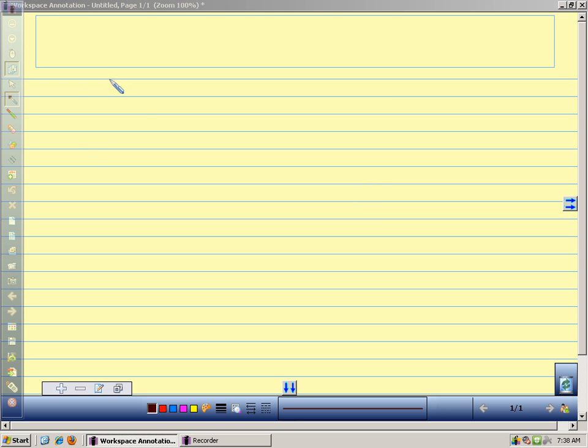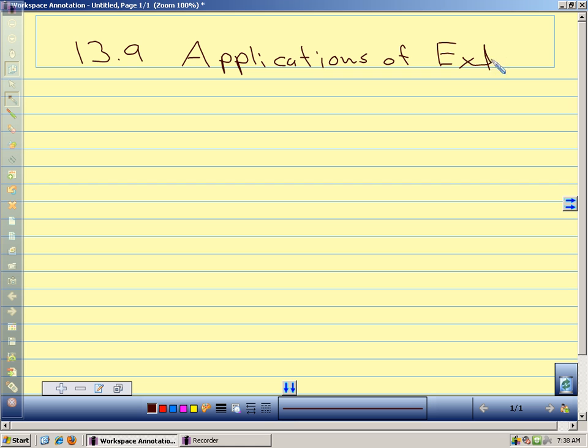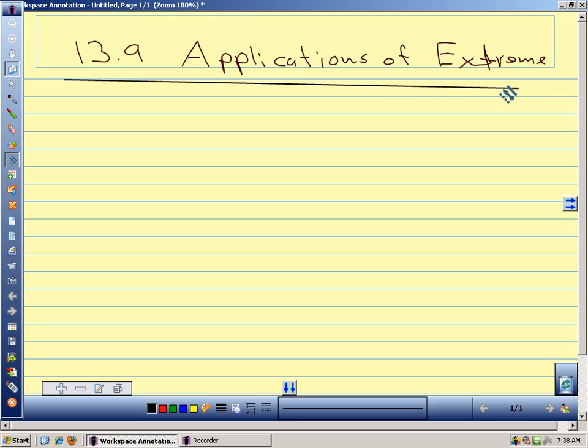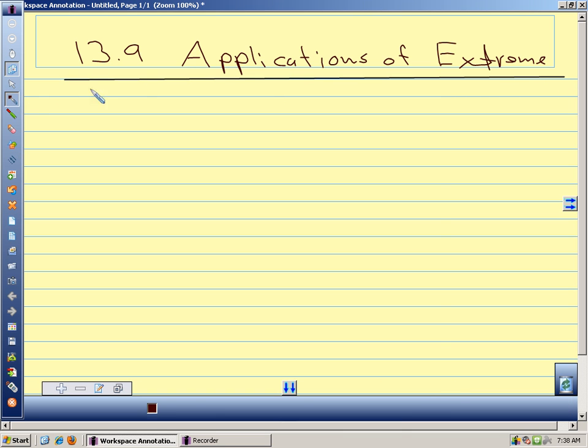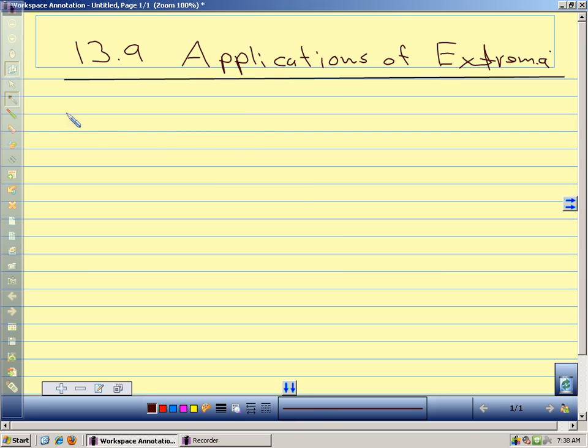All right, so we're going to look at some applications of Extrema in multivariable functions. The types of problems that you might be asked to solve with the tools that we've been using. So let's look at this. I like this type of problem.